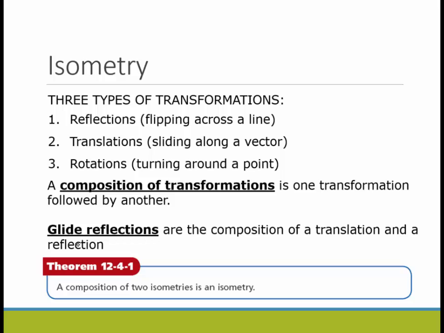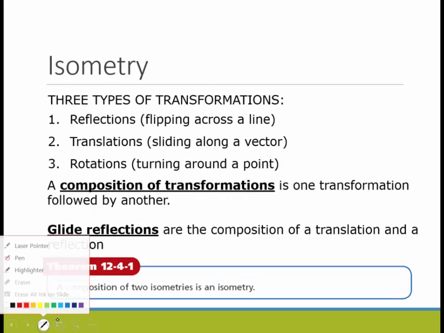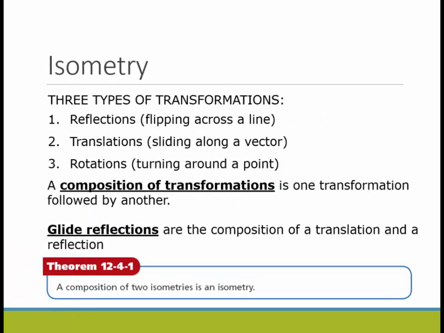So there's a theorem that says a composition of two isometries is also an isometry. So basically all that means is that even though we're going to do more than one of these together, we still get congruent shapes or figures.